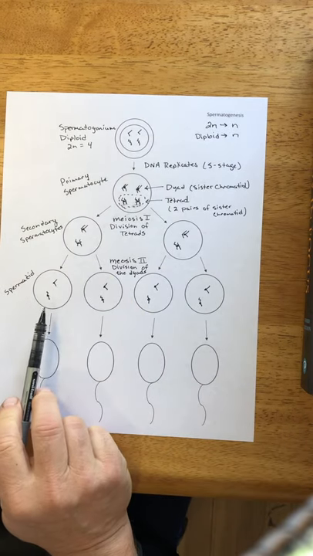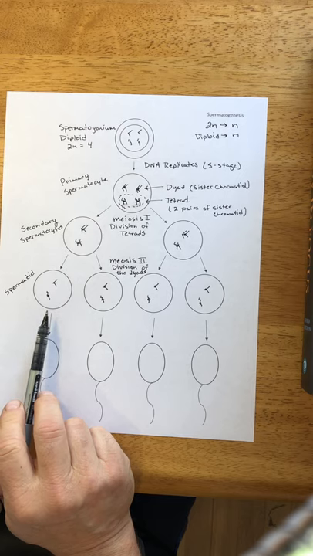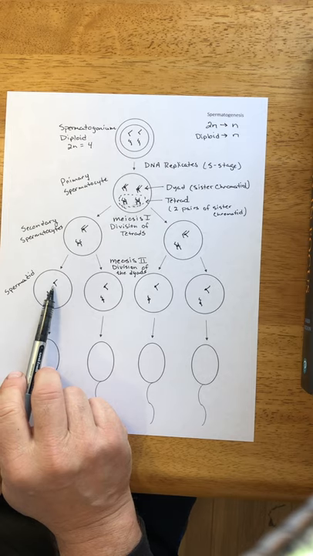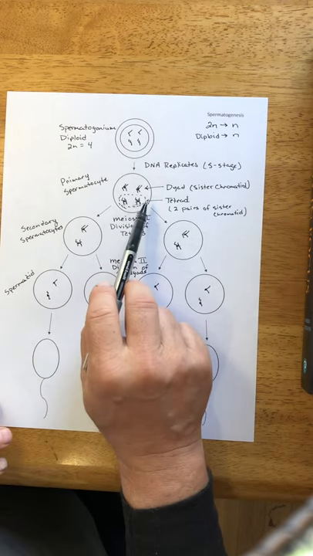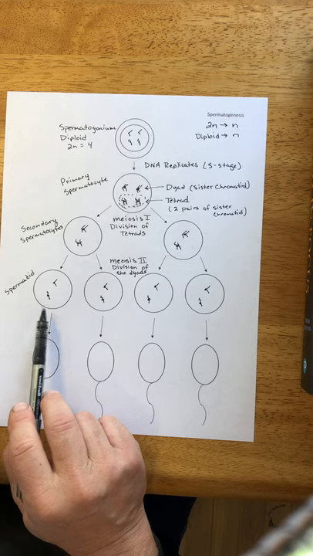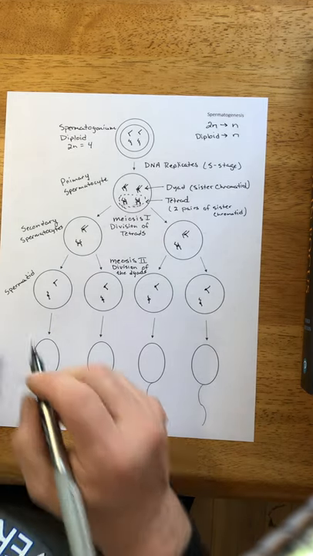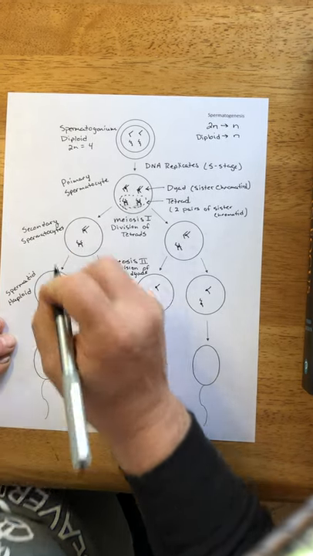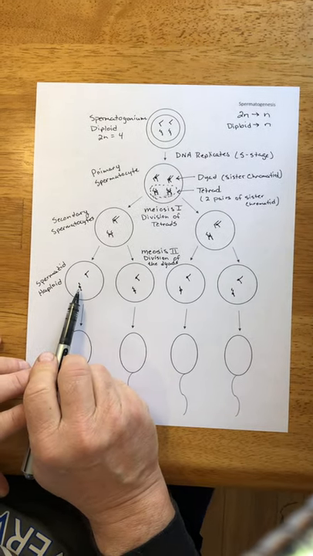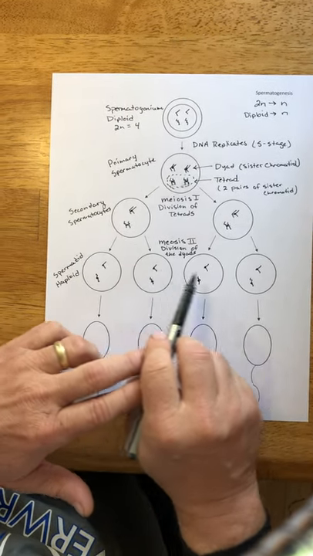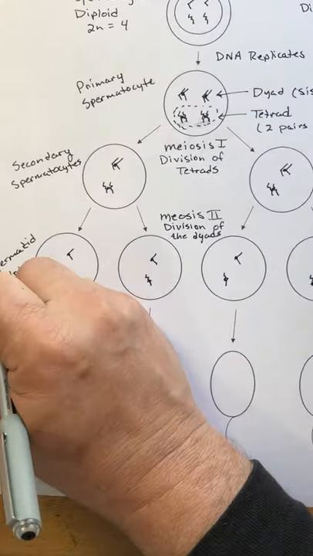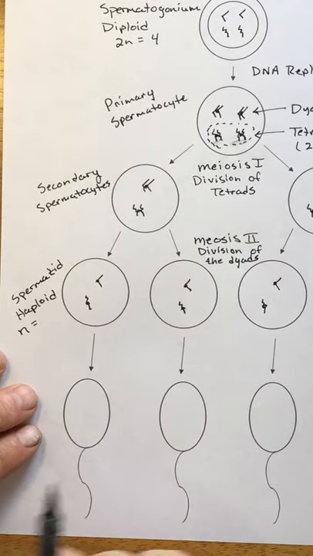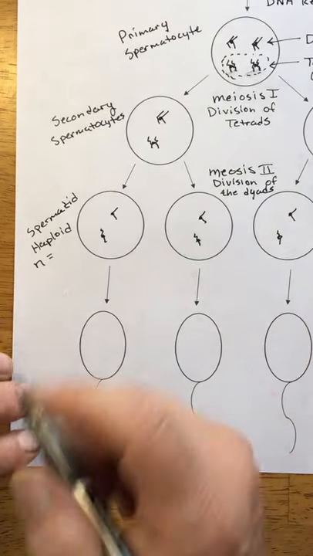And this is the first time that you can notice that we've reduced the chromosome count. There used to be a pair of these that was replicated, and now we've divided it twice. And so the spermatids, or immature sperm cells, are what we would consider to be haploid. That means they only have one copy of each type of chromosome. So the spermatids are haploid, and we can abbreviate haploid with the letter N, and the total chromosome count in each one of these spermatids is 2.